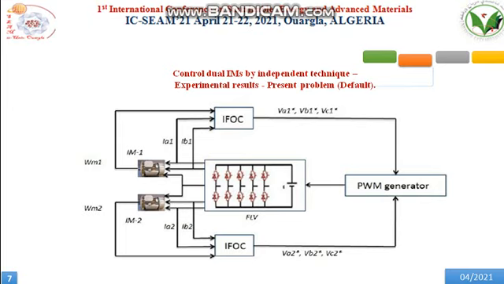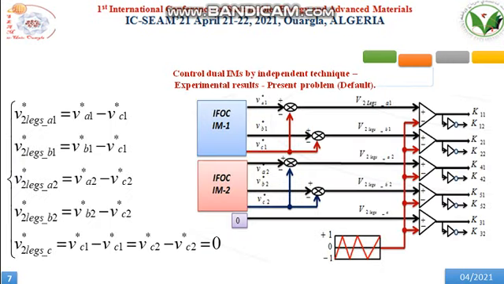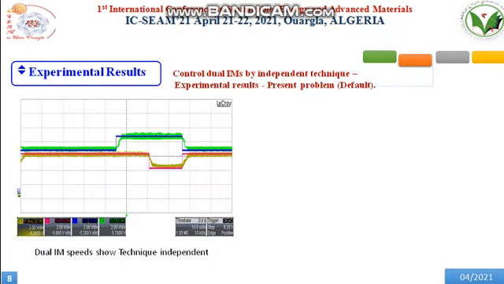In this paper, we use an independent technique, as shown in this figure, and these equations explain the principle of the technique. By FOC we have 3 reference voltages for each motor. After that, we subtract one voltage from the others, and finally we have a voltage equal to 0 for the two motors. This is for the common leg. We can now present experimental results.